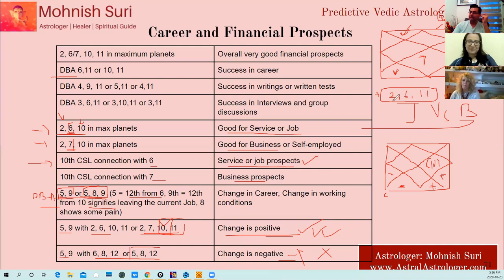So if you apply the same thing for your opponent, what is the second house from seventh house? It's 8th house. What is the sixth house from seventh house? 1, 2, 3, 4, 5, 6, 12th house. And what is the 11th house from seventh house? 1, 2, 3, 4, 5, 6, 7, 8, 9, 10, 11. It's fifth house. So 5, 8, and 12 are the winning of your opponent. Am I right? Okay, right.